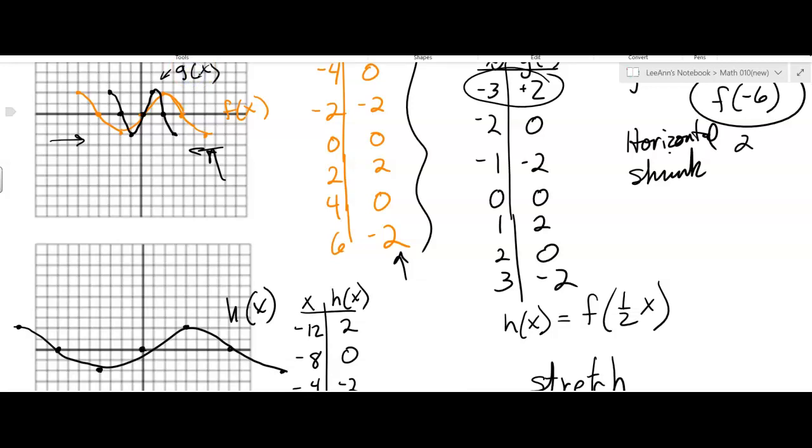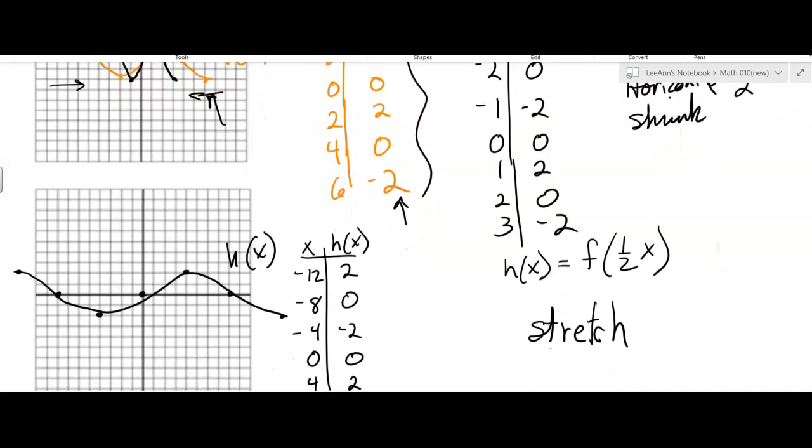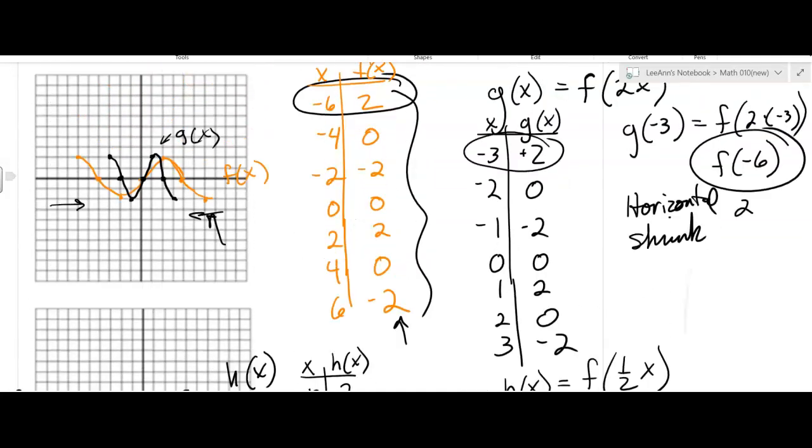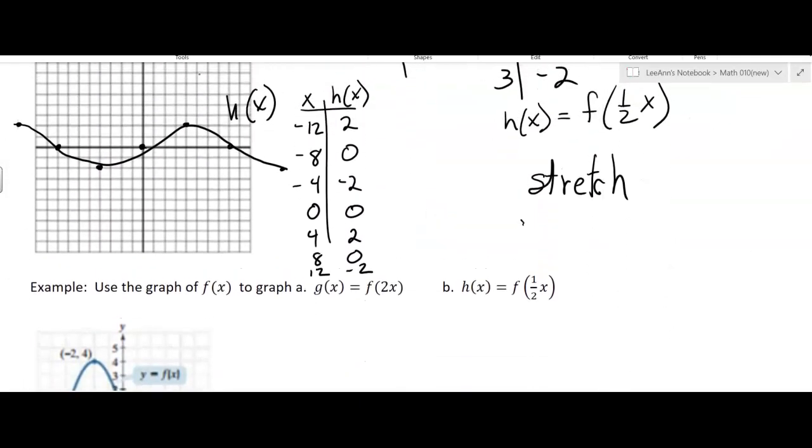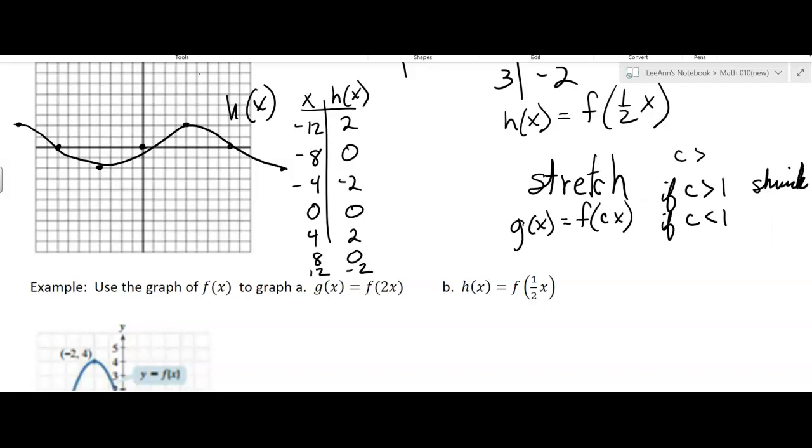Okay, so what's the rule to know? If it's a shrink... Oh, I didn't write it anywhere. Okay, so I'll write it. If you have g of x is equal to f of cx, if c is greater than 1, it's going to be a shrink, and you have to divide all the x values by whatever the number is. If c is less than 1, and c is positive, so I have to say c is greater than 0, by the way, both cases, then that's going to be a stretch.